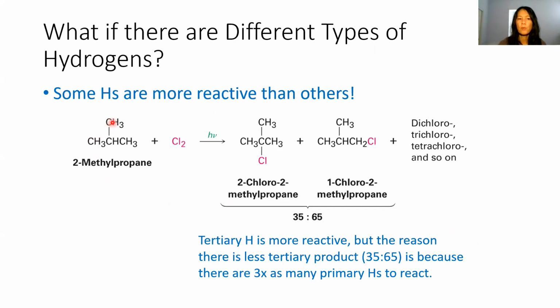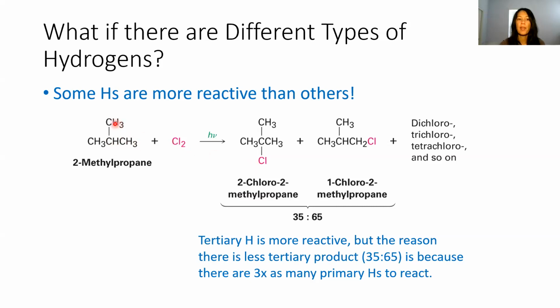I have 3 methyl groups, so each of these have hydrogens that we would call primary hydrogens because they're only attached to 1 C. This hydrogen, however, is attached to a C that's attached to 3 other carbons, so we call that a tertiary hydrogen. So there are 2 types of hydrogens in this substrate. If I carried out this radical reaction, I can replace an H here, that tertiary H, with a chlorine and get this product.